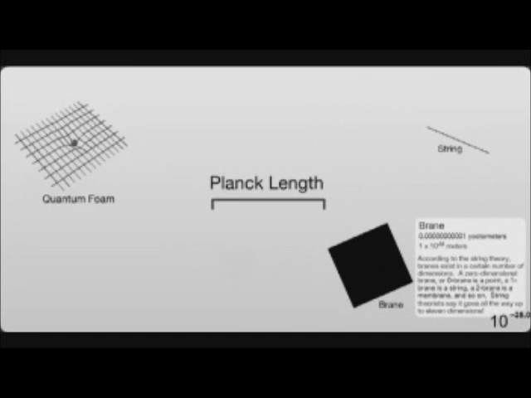The brane. According to string theory, branes exist in a certain number of dimensions. A zero-dimension brane, or zero-brane, is a point. A one-brane is the string. A two-brane is a membrane, and so on. String theorists say that it goes all the way up to 11 dimensions.